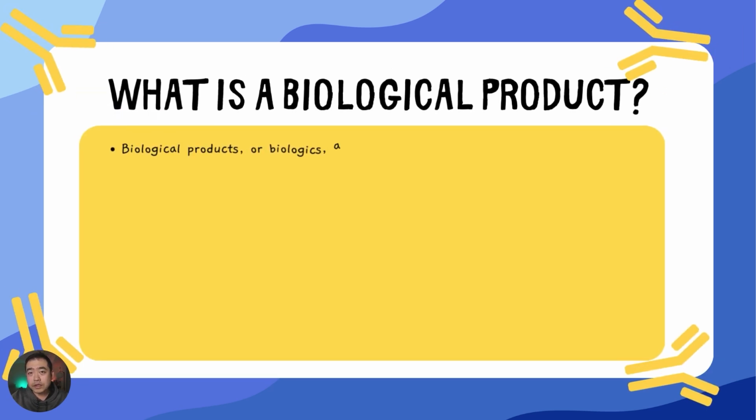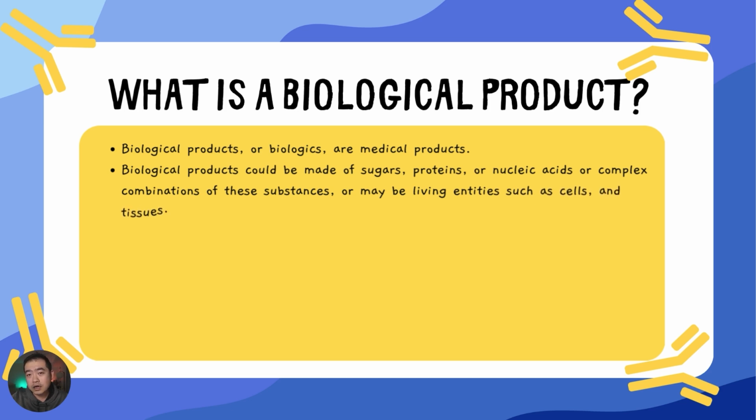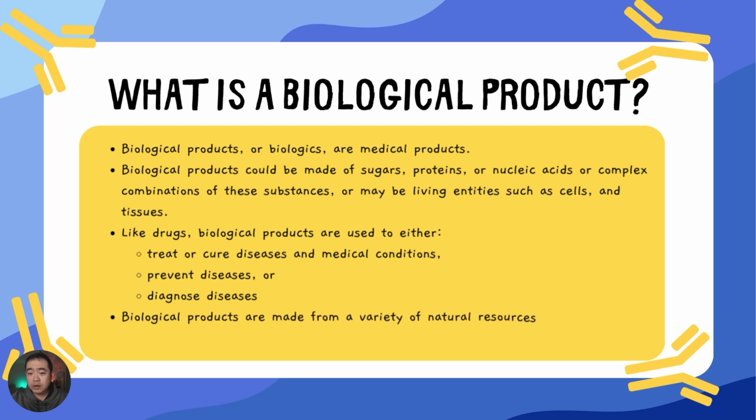In other words, biological products or biologics are medical products, aka drugs. They could be made of sugars, proteins, nucleic acids, or any combination of these, or maybe even living entities such as cells and tissue. Like other normal small molecule drugs that we are used to, biological products are used for treatment or cure of disease or medical conditions, and prevention and diagnosis of diseases. These biological products have a common characteristic: they are made from a variety of natural sources.